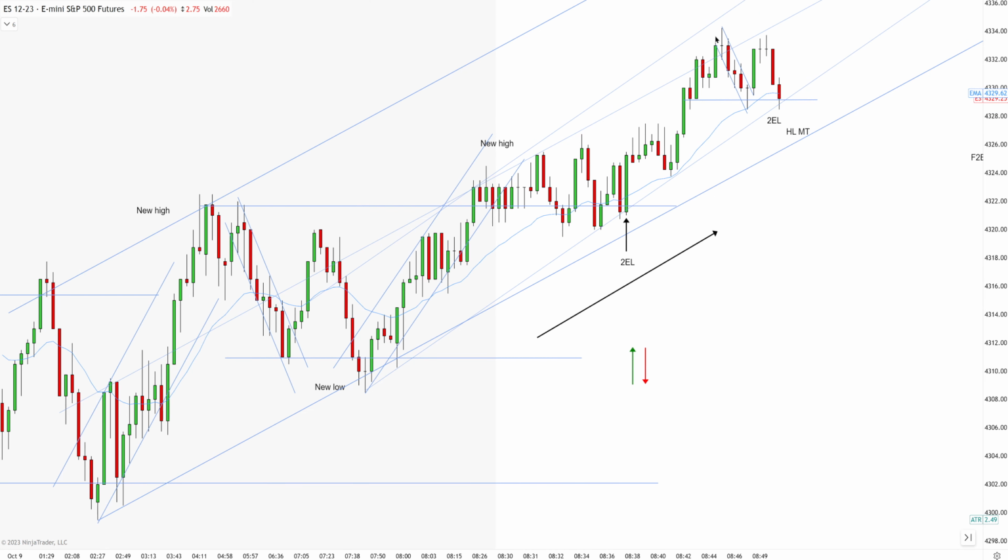And now we have a second entry long, two-legged pullback. Can I take the second entry long? I cannot. Why? Because the signal bar is bearish. As a bull, I want to buy above a bull bar. There was a decent second entry long here. I forgot to talk about this.